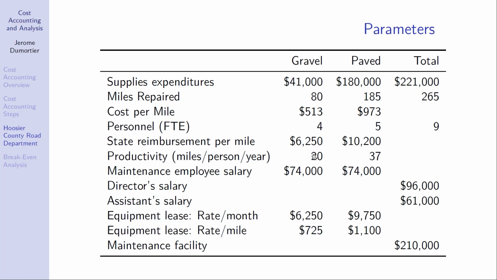Now, where it gets a little bit more complicated is if we have the director's salary of $96,000, the assistant salaries of $61,000, and also a maintenance facility for $210,000. Note that those 3 indirect cost items serve both the gravel and the paved road. And you will see that we are going to allocate the director's and the assistant's salary based on the number of full-time employees associated with the two mission centers, and the maintenance facility fee is going to be allocated based on the number of miles repaired. But more on that in a separate video.